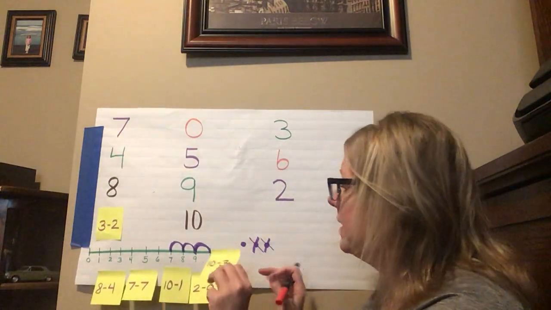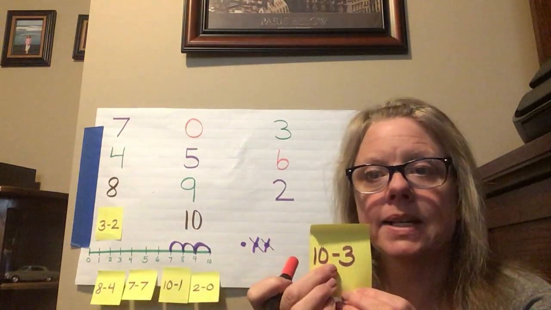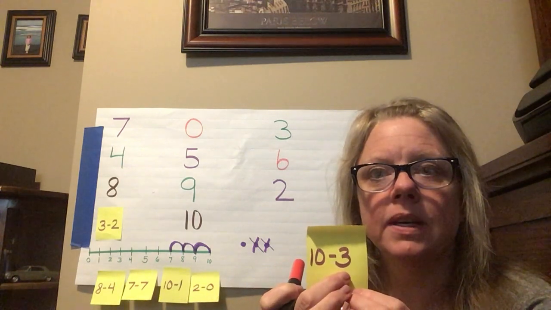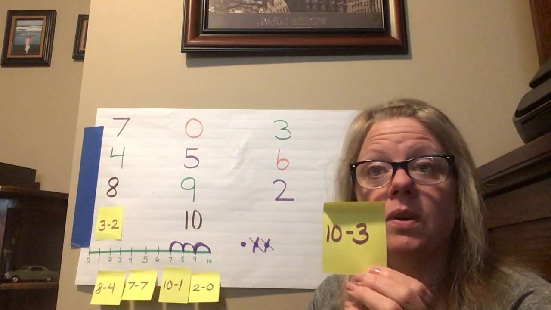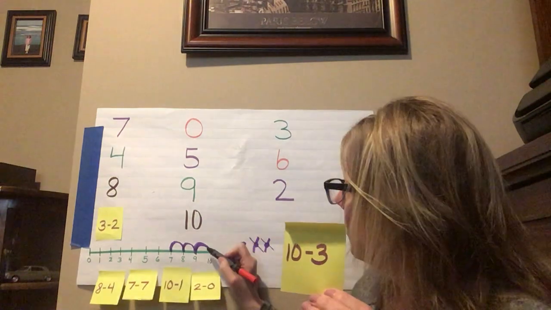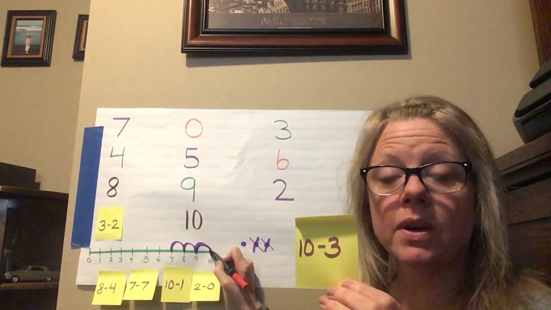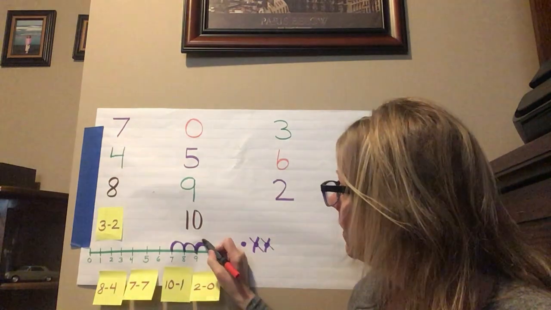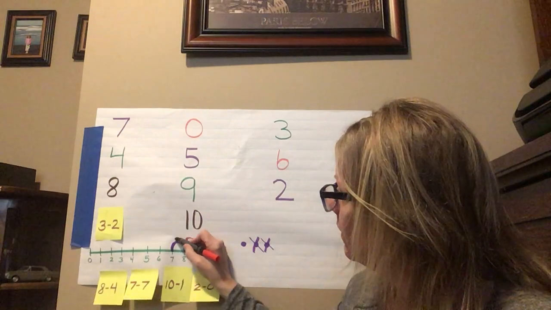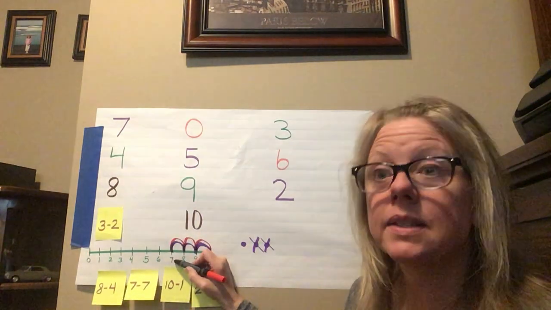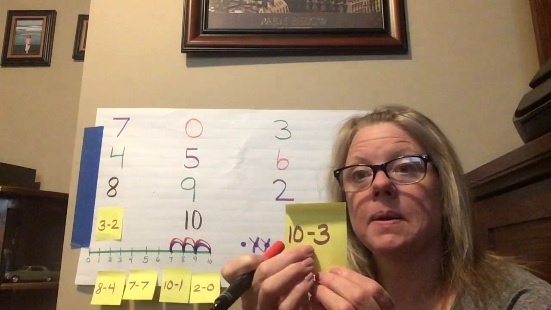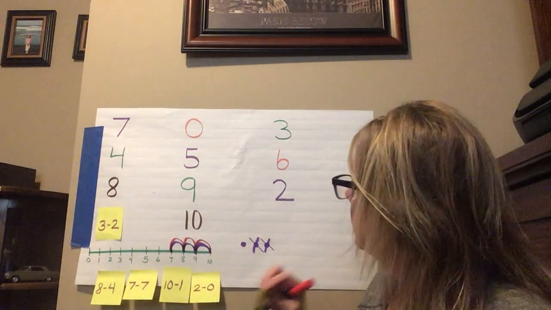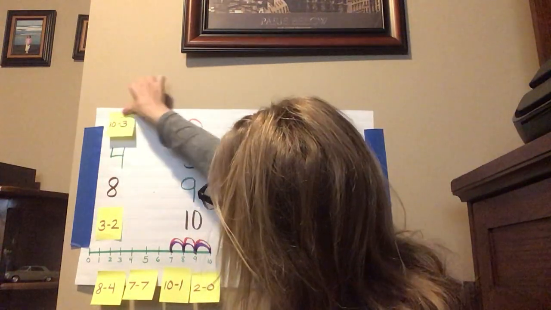The next one we have is 10 minus 3. I'm going to use the number line for this equation. Remember, I'm going to start at 10 because that's my first number, and I'm going to hop backwards 3. Don't start counting until your first hop. 1, 2, 3. Where did I land? 7. So 10 minus 3 equals 7. Where is 7? There it is, way up there at the top.